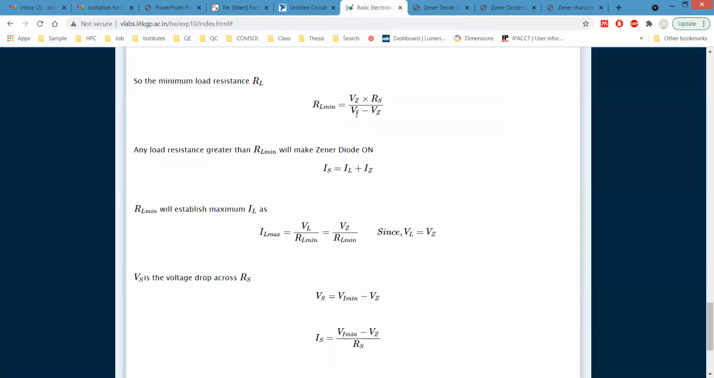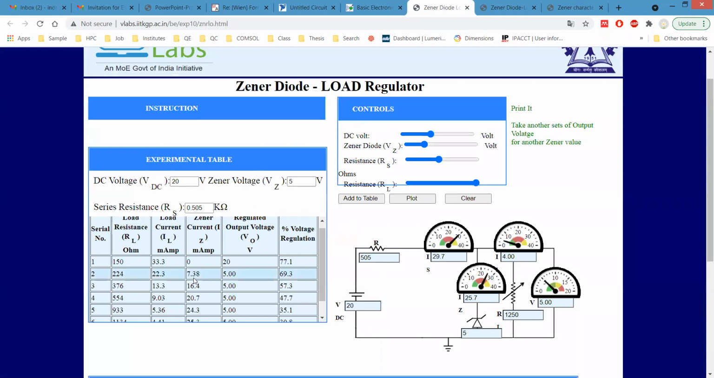Input voltage minus Vz. So Vz is our 5 volt, and the input voltage at that time we have set at 20 volt. Please find out. It is coming 168 point something, 168.7. Okay, very good. So that is why, as we have considered this value 150, that is less than our RL minima.